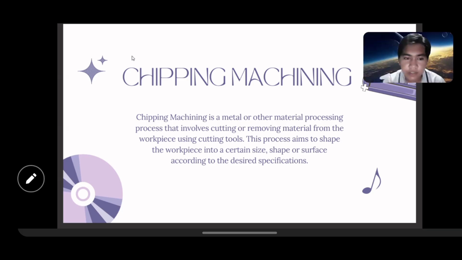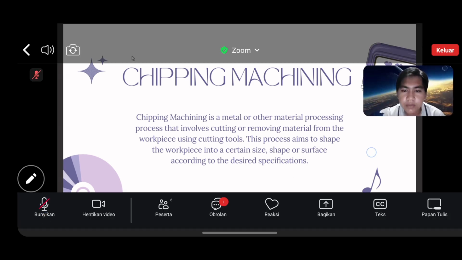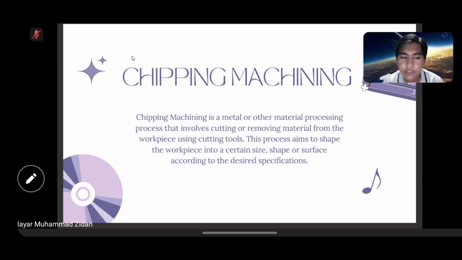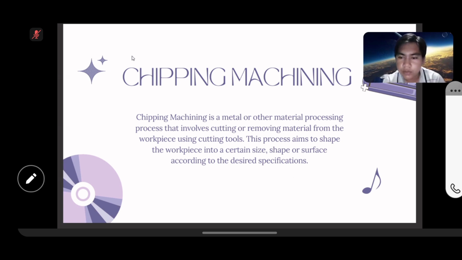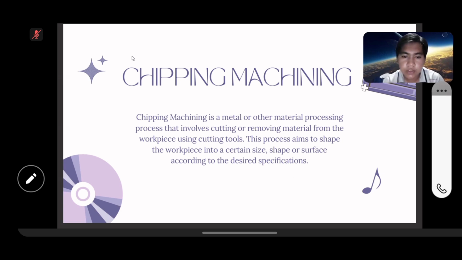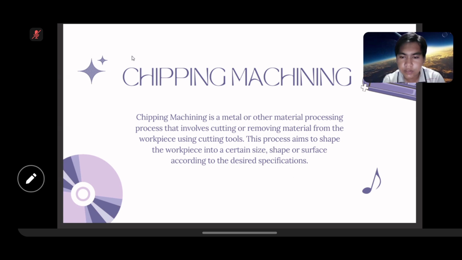Chipping machining is a metal or other material processing process that involves cutting or removing material from the workpiece using cutting tools. This process aims to shape the workpiece into a certain size, shape, or surface according to the desired specification.